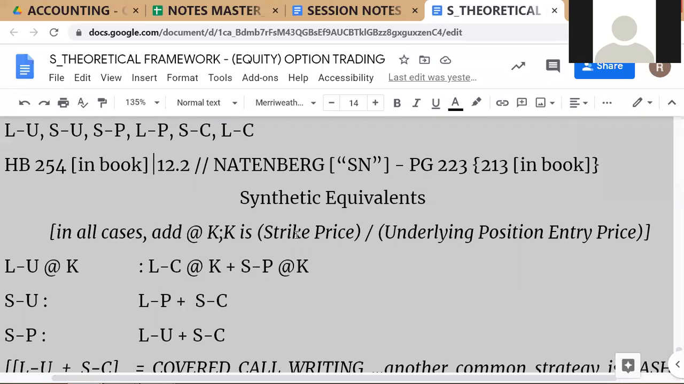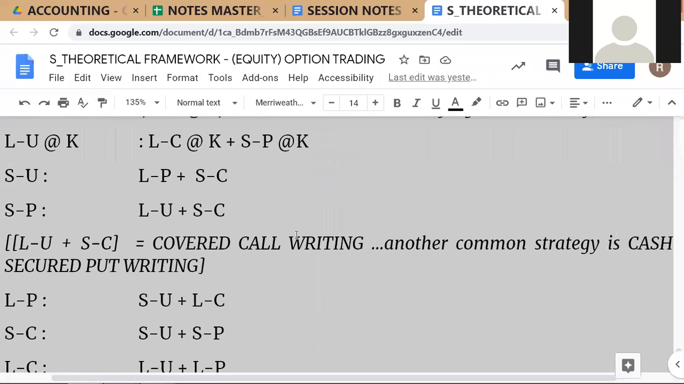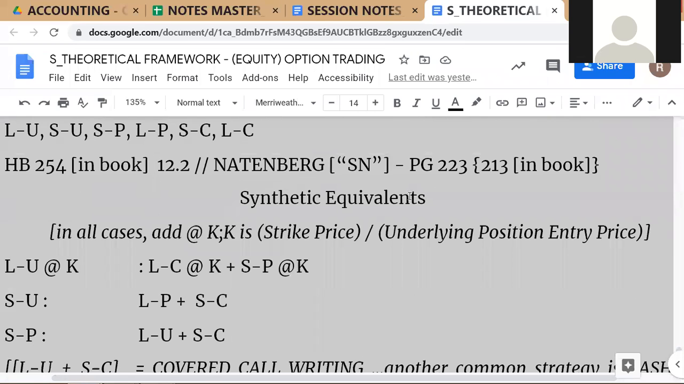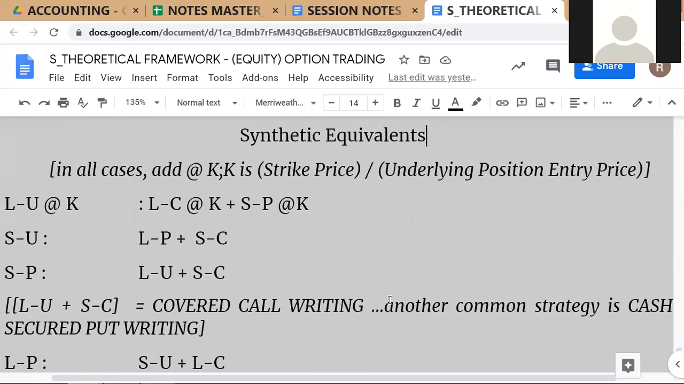Okay, so synthetic equivalence, you already know now what a synthetic equivalent is. Something that will produce the identical set of cash flows. It's a portfolio position that will produce the identical set of cash flows, identical to the position for which it is a synthetic equivalent. Okay, so these are the terms that we are using.